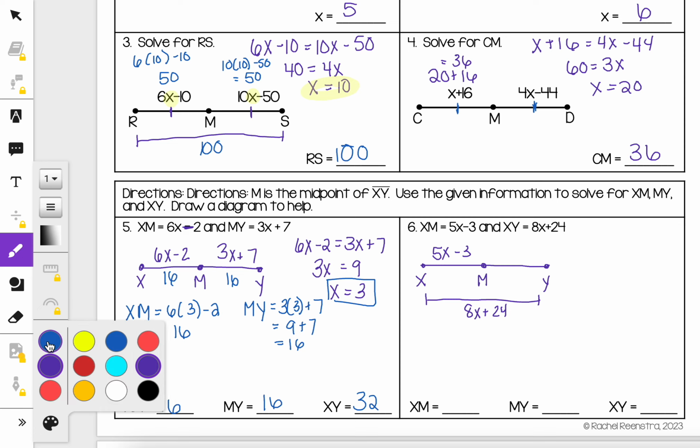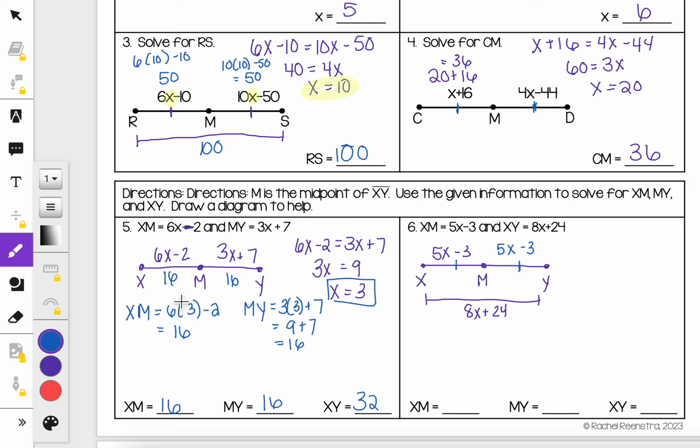Okay, so if M is the midpoint, then I know XM is going to be congruent to MY. So I know that MY is going to be 5x minus 3. And I can set up my segment addition postulate. So I have 5x minus 3 plus 5x minus 3 equals 8x plus 24. So 10x minus 6 equals 8x plus 24. And I'm just going to solve from here to get x equals 15.